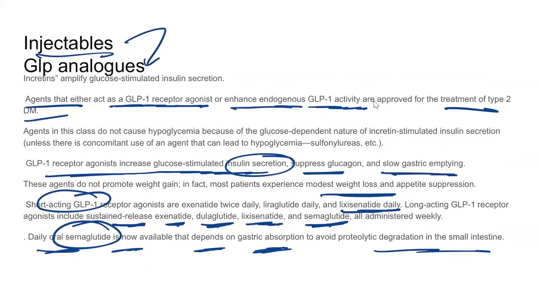In addition to decreasing blood sugar level, they also promote weight loss, so they are now also used as a weight loss agent. In this class, we have mostly injectables. Semaglutide is now available, which is an oral drug.